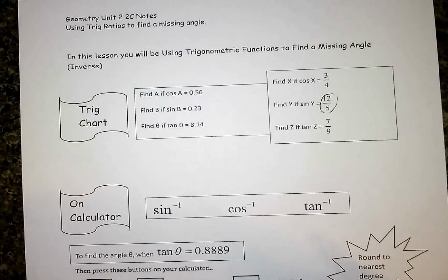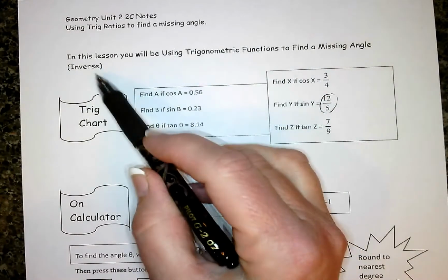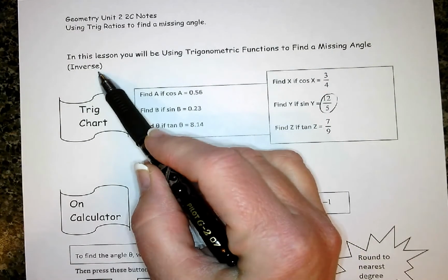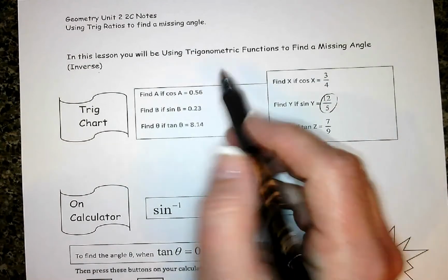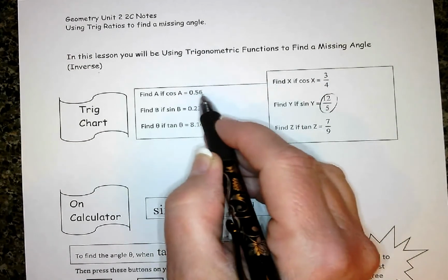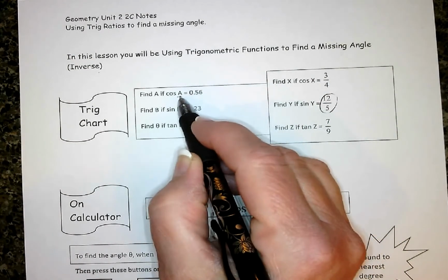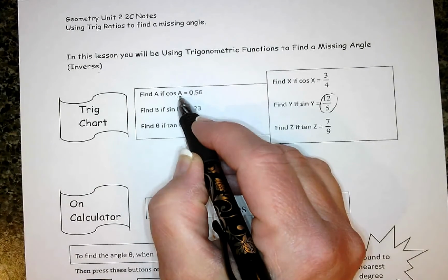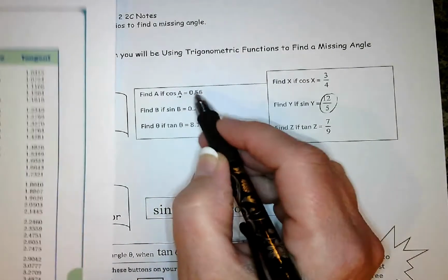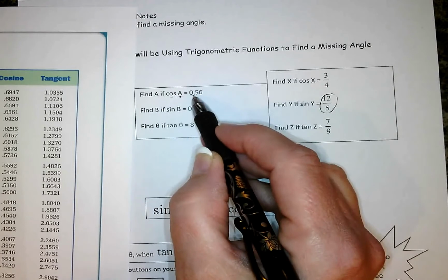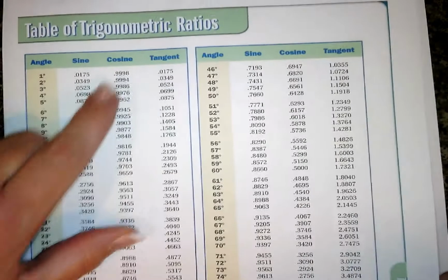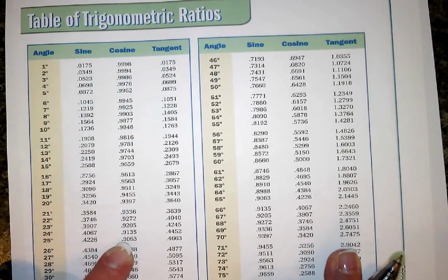And then we'll stop and we'll go to a second one, which will actually show us how we set that up. So finding a missing angle is actually the inverse of finding a side. Inverse kind of means the opposite. So basically on this one, rather than trying to find the ratio, we're actually trying to find the angle that goes with it. So if I look at my trig chart and I look at cosine, under cosine, what angle is close to 0.56?